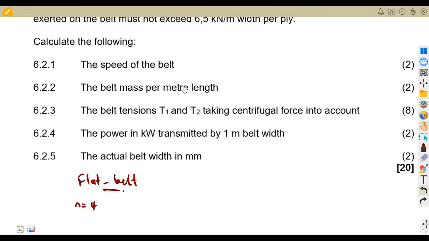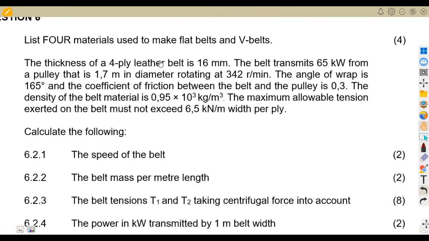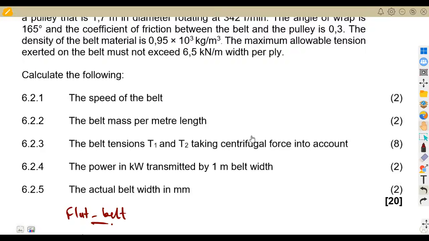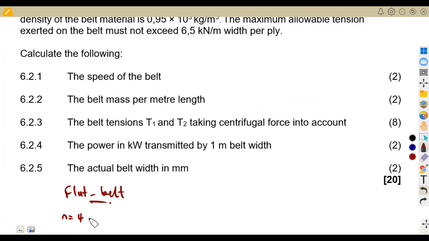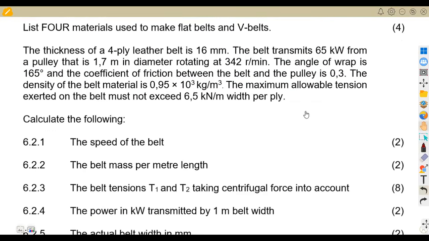Then we are given a 16 millimeters thickness. The thickness is 16 millimeters, given by t. If you convert this to meters, you divide by 1,000 to get 0.016 meters. So we've got the thickness of the belt.